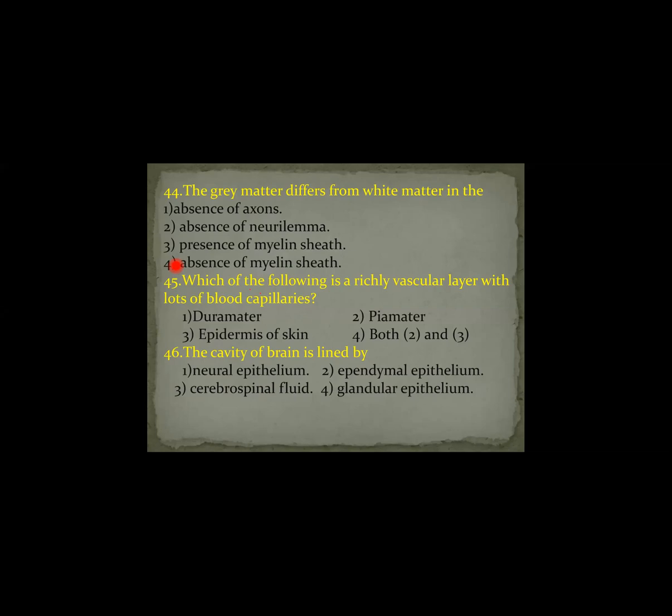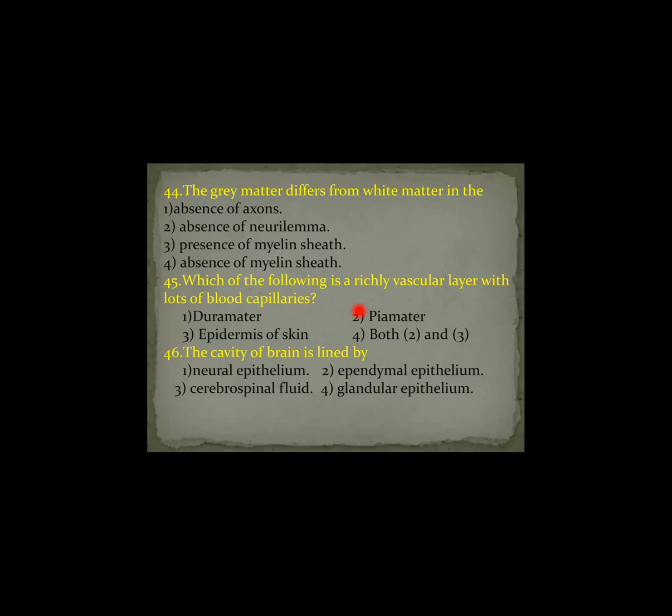Here, the outer layer is dura mater, the middle layer is arachnoid mater. These two are non-vascular, but the pia mater is a highly vascularized structure. Vascularized means it is rich in blood capillaries or blood vessels. Therefore, the answer is the second option.